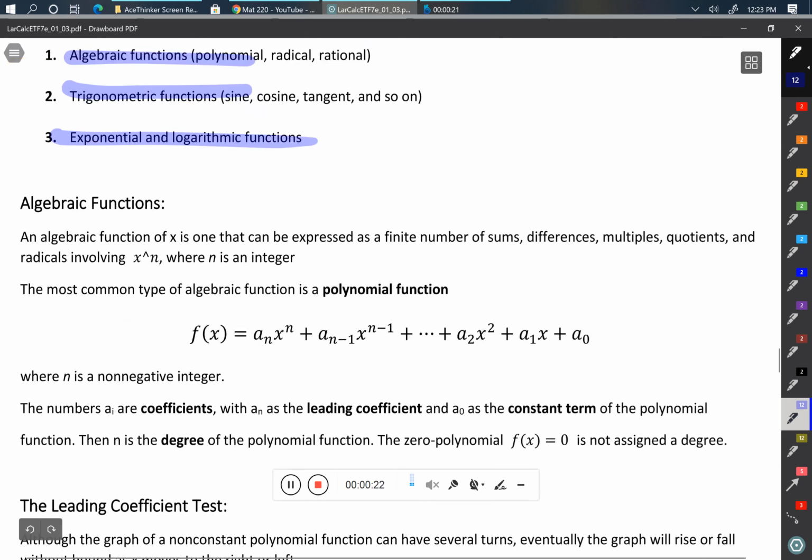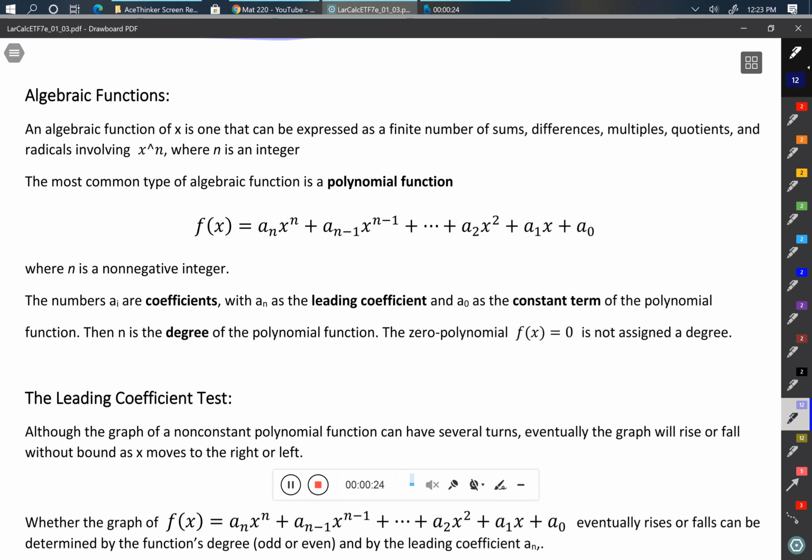Right? So an algebraic function of x is one that can be expressed as a finite number of, that means there's a fixed number of them, sums, differences, multiples, quotients, and/or radicals involving x to the n, where n is an integer. The most common type is your plain old polynomial. So basically an algebraic function involves adding, subtracting, multiplying, dividing, and radicals. And if your function contains those, it basically falls in the category of an algebraic function.